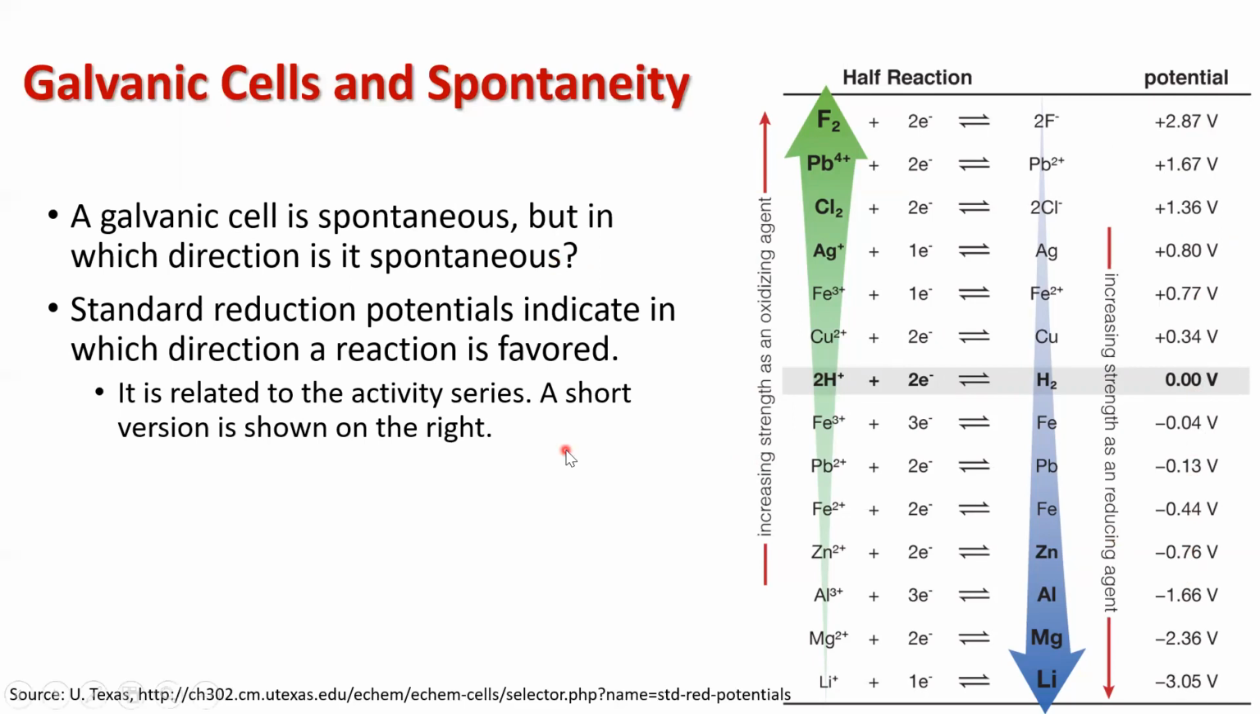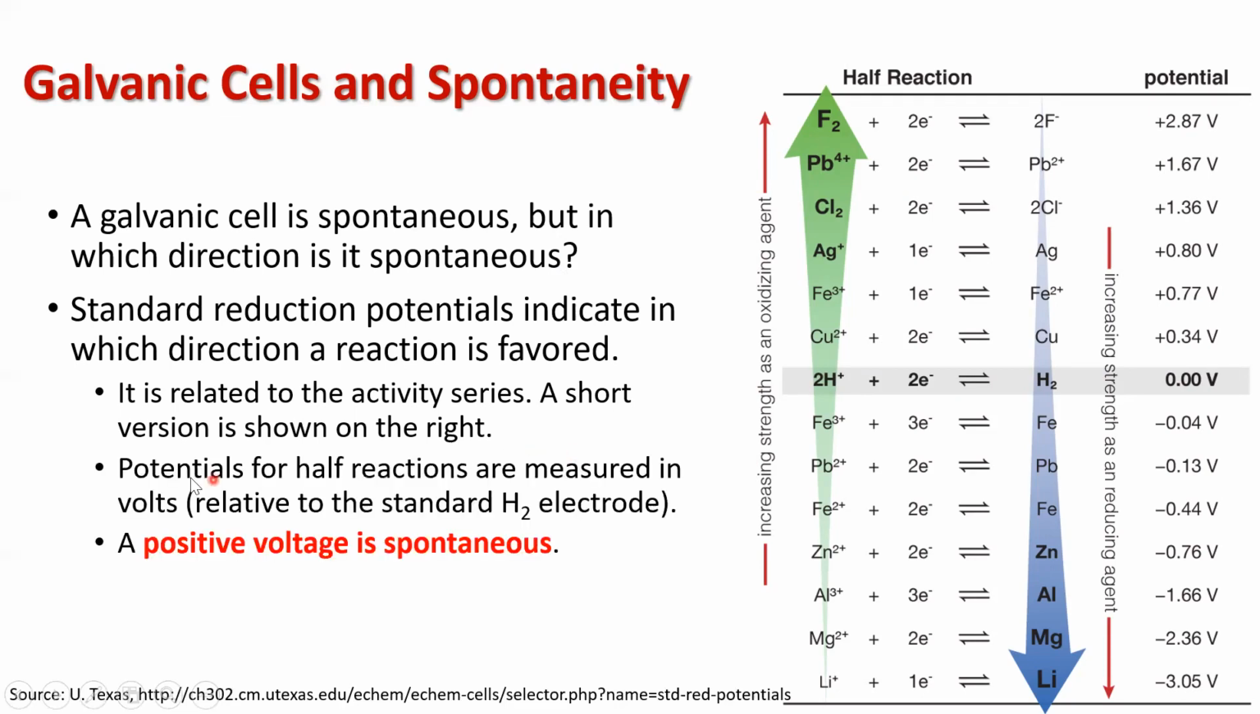And we're going to use that information to decide whether or not a reaction is spontaneous. So the potentials for the half reactions are measured in volts. Okay, so the V here are the units that we're using for our standard reduction potential values. And they're all relative to a hydrogen gas electrode, which we're going to look at in a second. And if the voltage is a positive value, the reaction is going to be spontaneous.